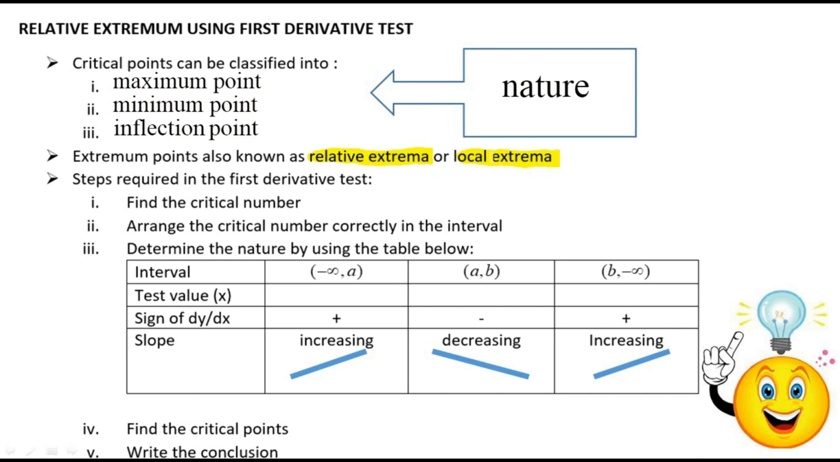In order to find relative extremum, we have 5 main steps. Step number 1, we have to find the critical number. Step number 2, we arrange the critical number in the correct interval. After that, we determine the nature by using the table below, and this table is basically our first derivative test. After that, we find the critical points, meaning the coordinates of our critical point, and last, we make a conclusion.